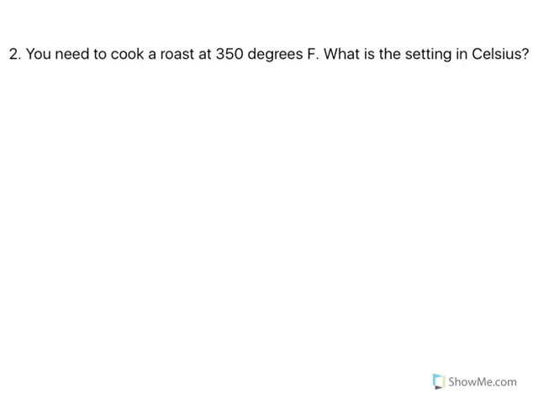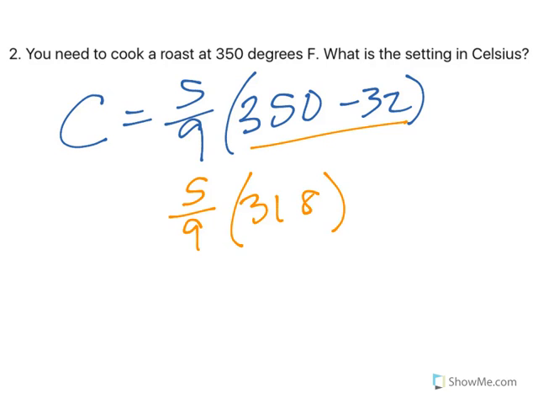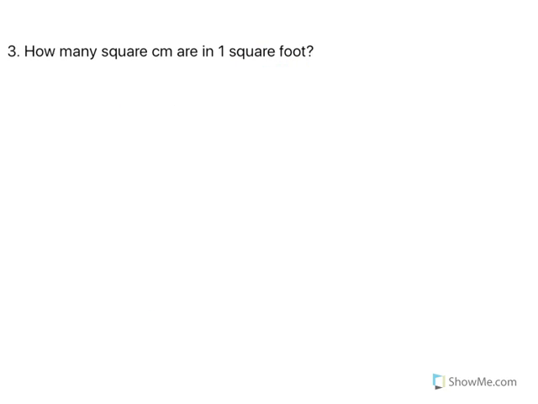All right, let's just do a general one. You need to cook a roast at 350 degrees Fahrenheit. What is this setting in Celsius? So, Celsius is 5/9 times the Fahrenheit they give us minus 32. Work inside parentheses. So 5/9 times 318 gives us 176.67 degrees Celsius. So you always want to make sure you use the correct formula. Whatever they give you should be in the meat of the problem.